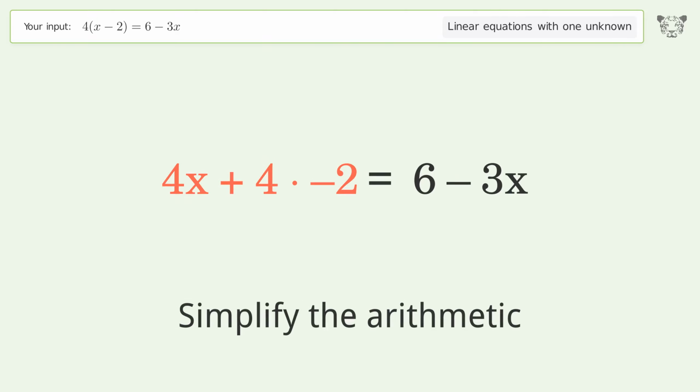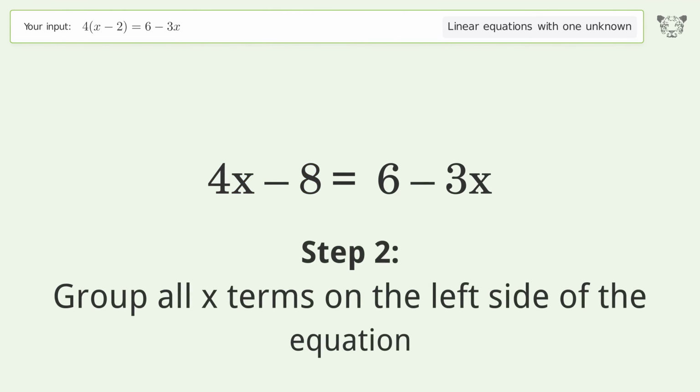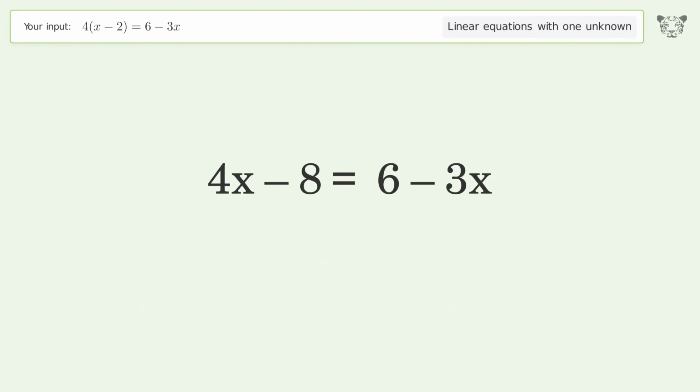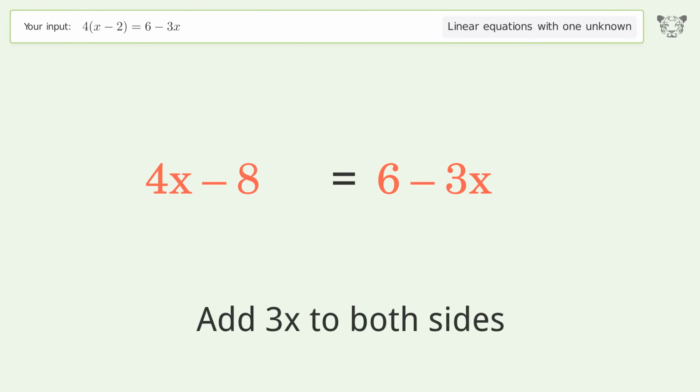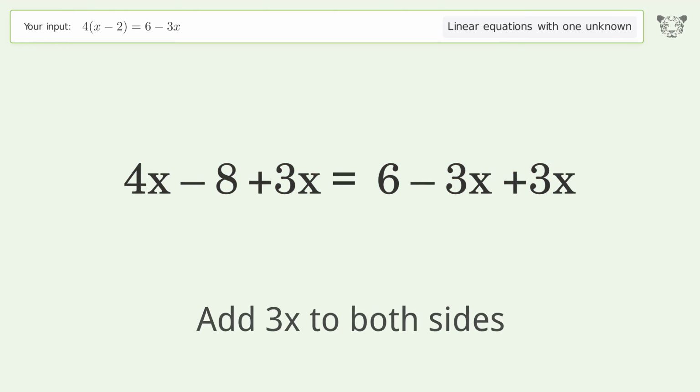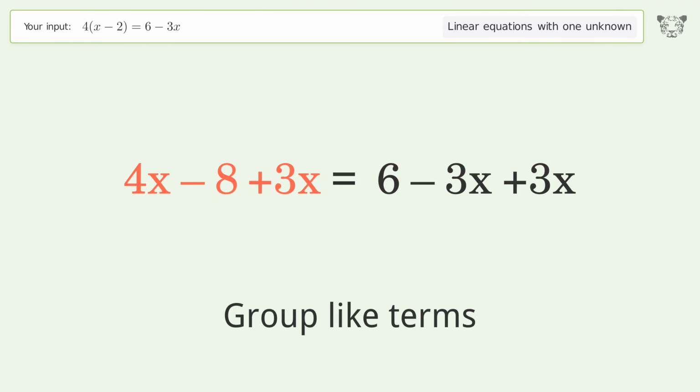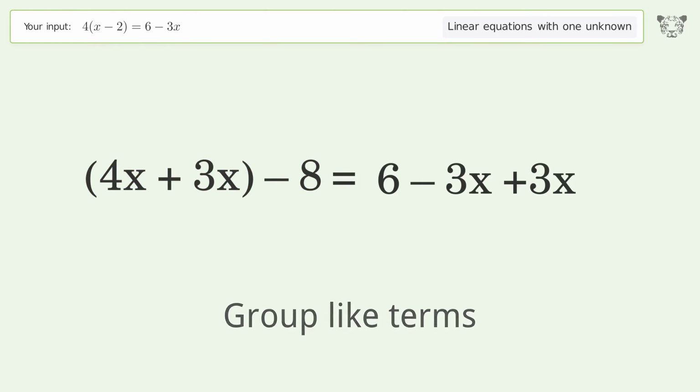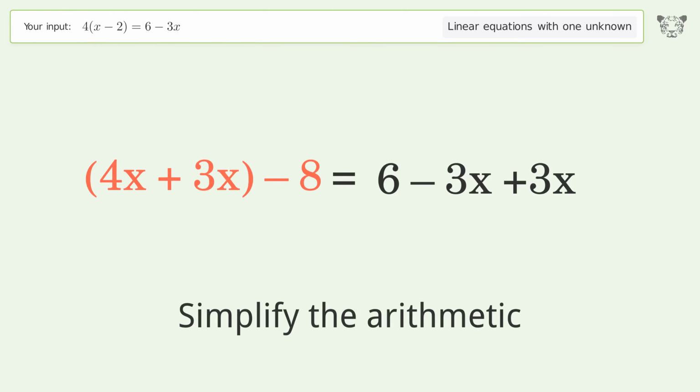Simplify the arithmetic. Group all x terms on the left side of the equation. Add 3x to both sides. Group like terms. Simplify the arithmetic.